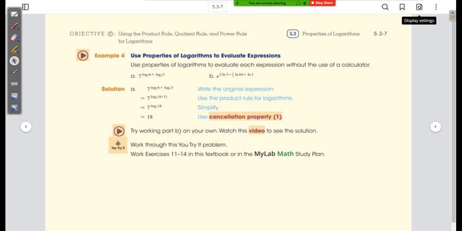All right, so we're going to use properties of logarithms to evaluate each expression without using a calculator. Okay, no calculator needed, right? Because we've seen these kind of problems before.